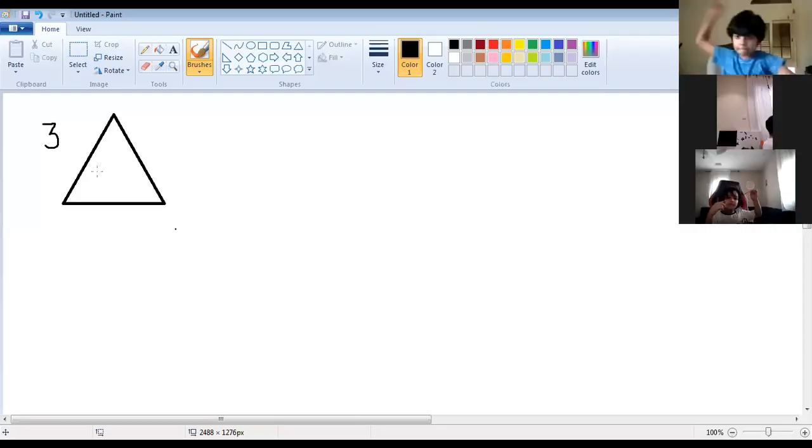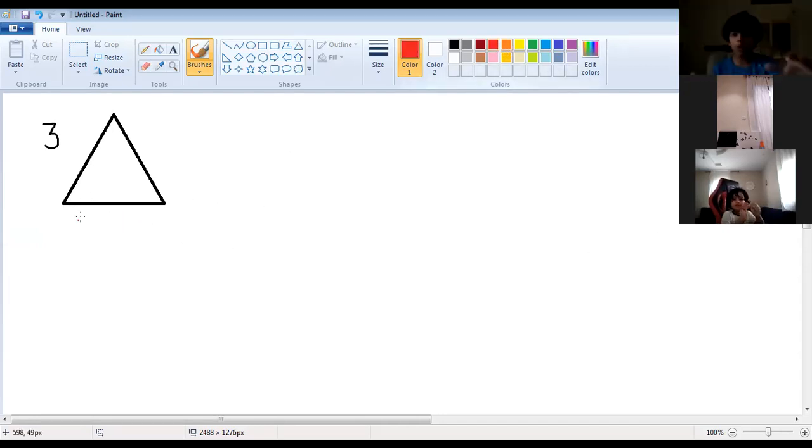Look, so we said this one is a triangle, it has three sides. Each side is a line segment. What I mean by line segment?